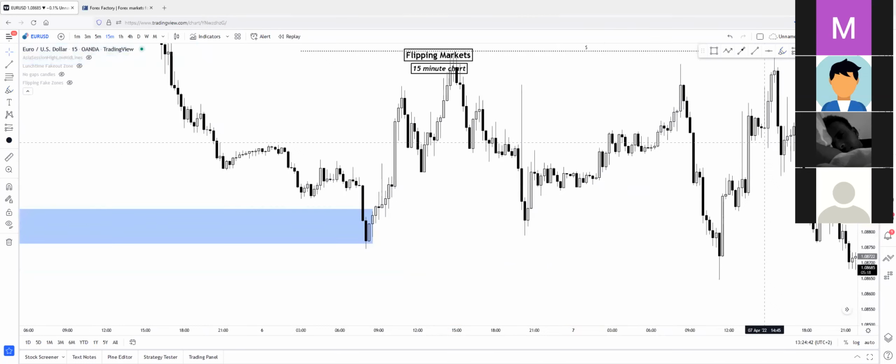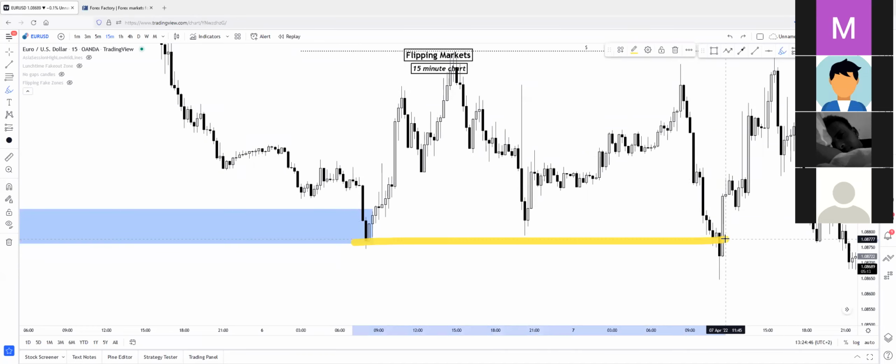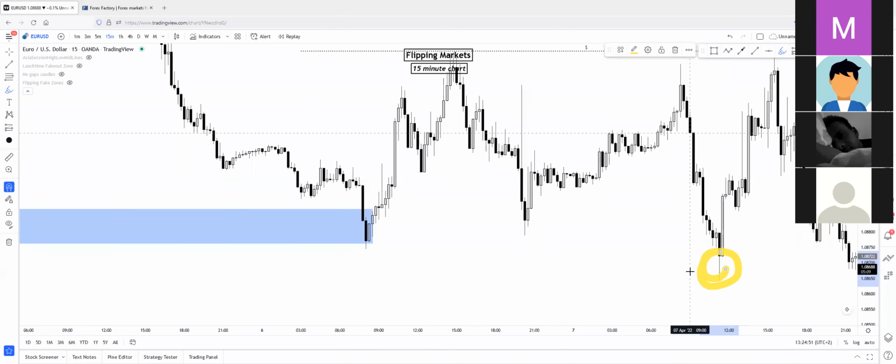What happened after this? Price created a break of structure right here to the downside, as you can see, with body closure, and its body broke below this demand zone. Okay, there was another demand tap, and this was a liquidity sweep of this liquidity. As you can see, this was a clear liquidity sweeping candle, and price reversed after the liquidity sweeping movement. This was yesterday.